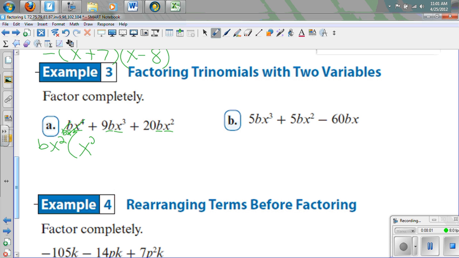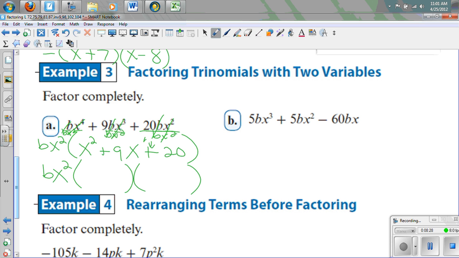And when we do that, we're dividing bx squared off. So we're going to be left with x squared plus 9x plus 20. And then we check and see if we can factor that. So bx squared times, this is two things, you're going to add them together. So here's add, to get a 9, and they're factors of 20.